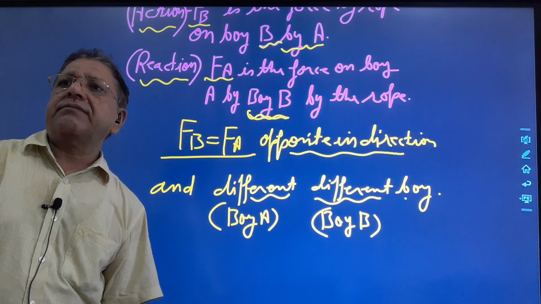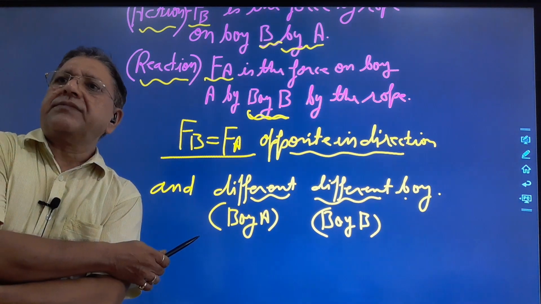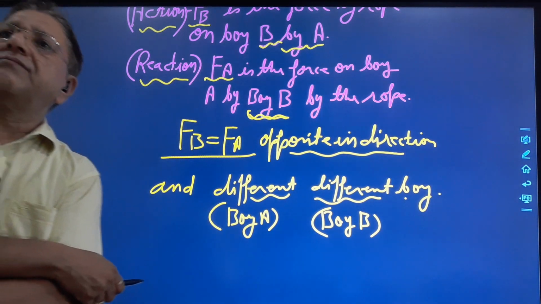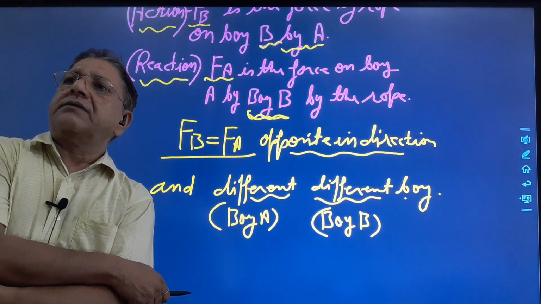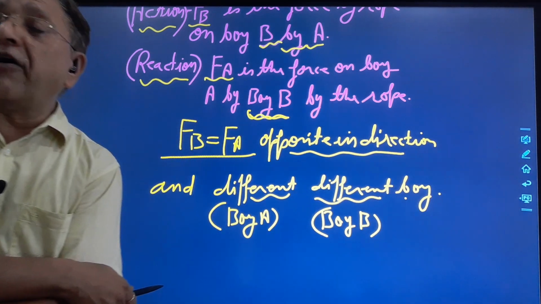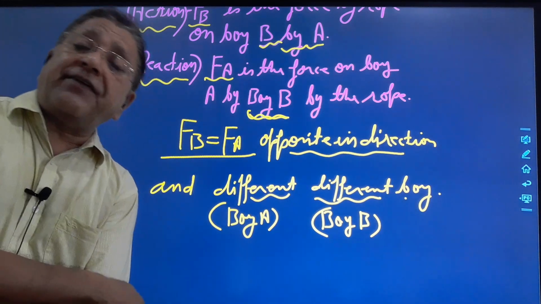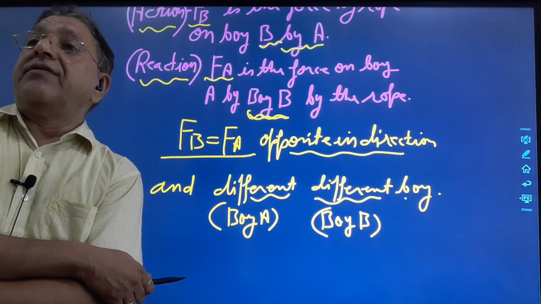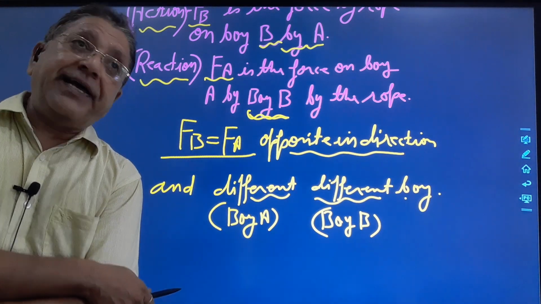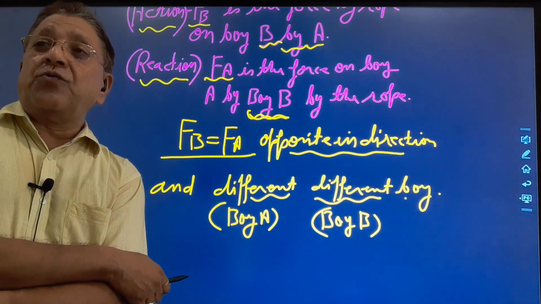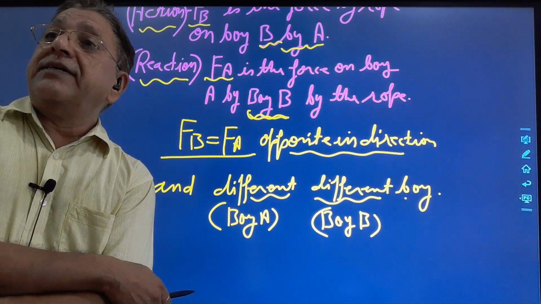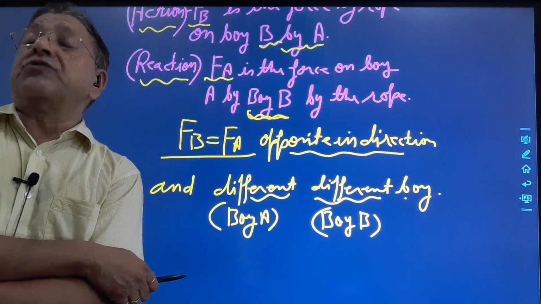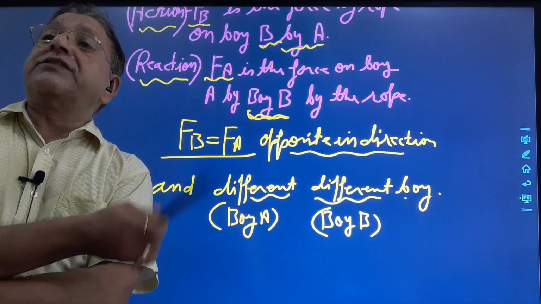Is it okay? The force is not zero. The forces are on different bodies. Boy A is pulling B and boy B is also pulling boy A. So there are two forces on opposite boys. So the force is not zero.